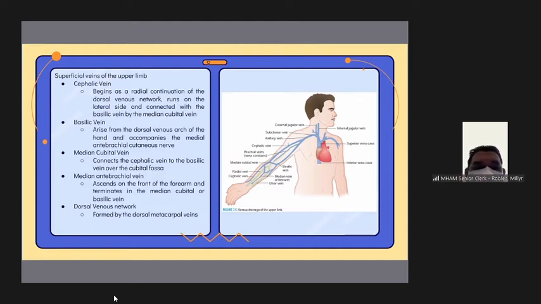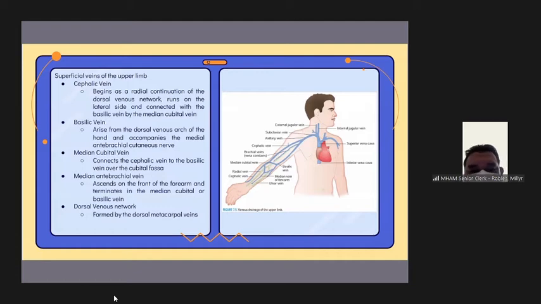Next, you have your basilic vein, which arises from the dorsal venous part of the hand and accompanies the medial antebrachial cutaneous nerve. We also have your medial cubital vein, connecting the cephalic vein to the basilic vein over the cubital fossa.